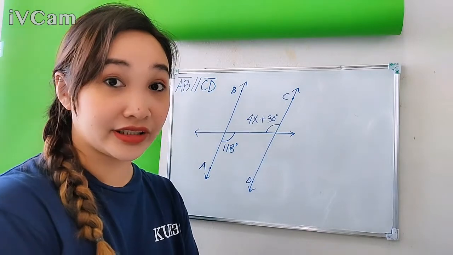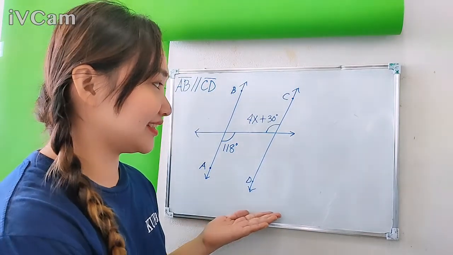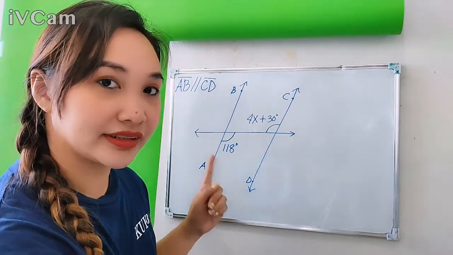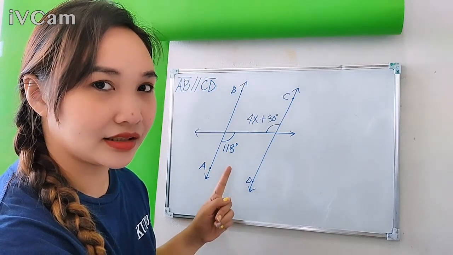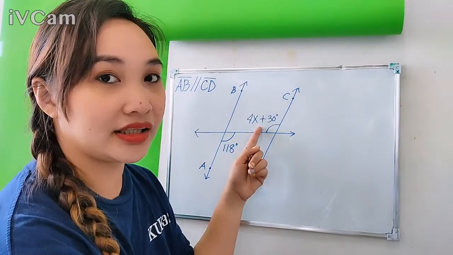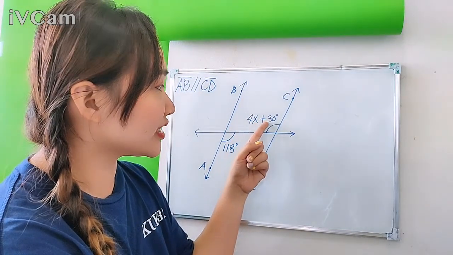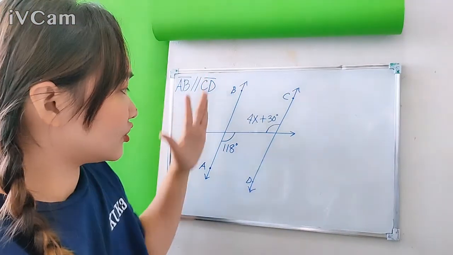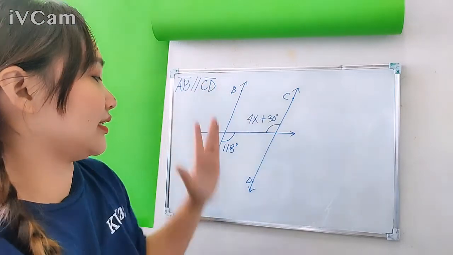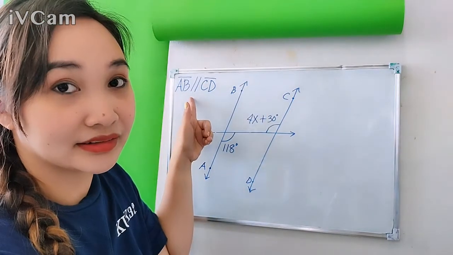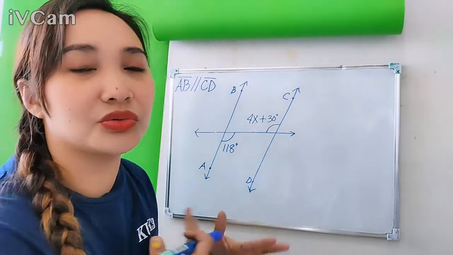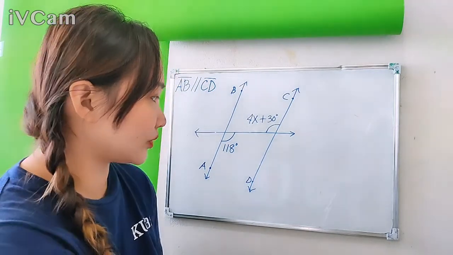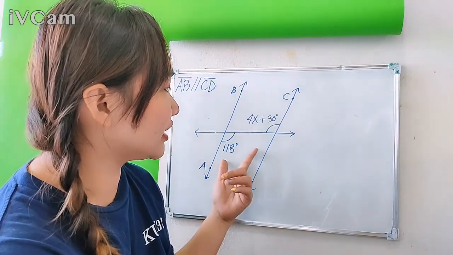Okay, so I have here another example. We are given that this angle is 118 degrees and the other side is 4x plus 30 degrees, and it is said that these two lines AB and CD are parallel. So meaning to say it's parallel, we can use our method, the different angles, to find it. Okay, so from this given example, what is that?